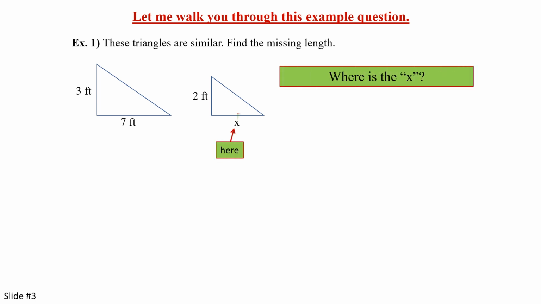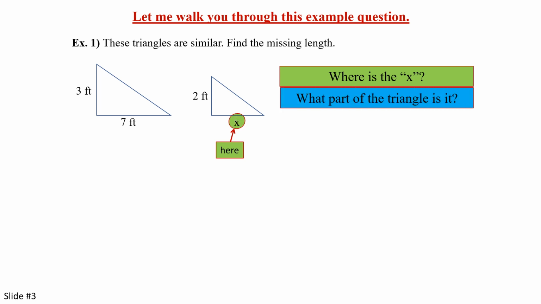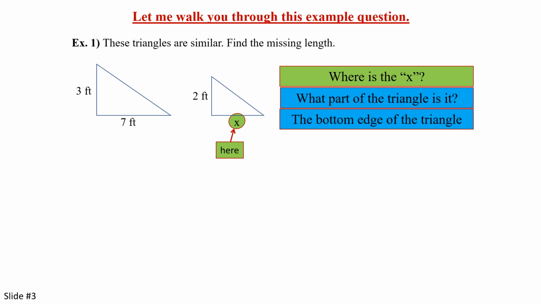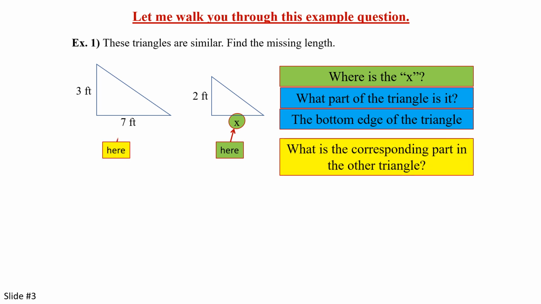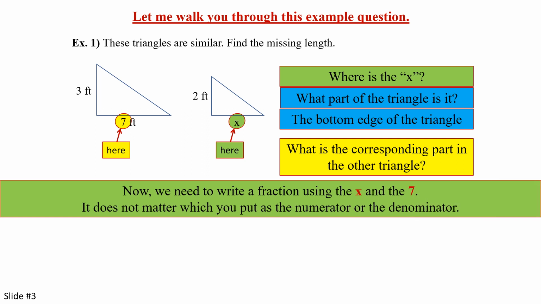So the question you have to ask yourself is, where is the x? It's right there. What part of the triangle is it? Well, it's the bottom part. What is the corresponding part in the other triangle? Well, it's the bottom part of the other triangle. So we're going to take the x and the 7, and we're going to need to write a fraction.